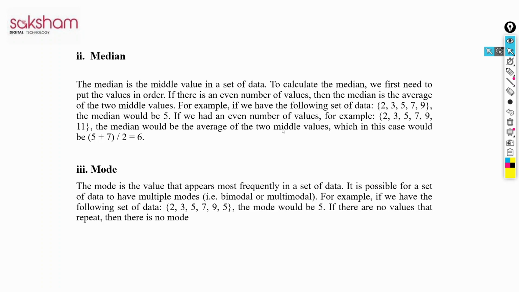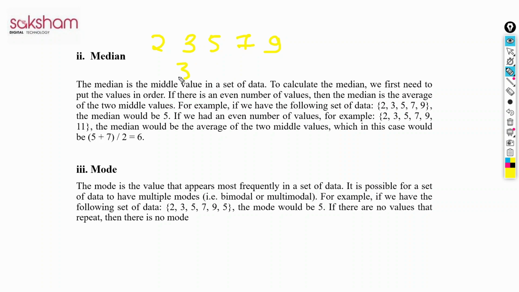So in this case we have even values, so we are just adding the two middle values and dividing by 2 to get the median. Let's take the first example: 2, 3, 5, 7, and 9. You can see our data is already in ascending order.